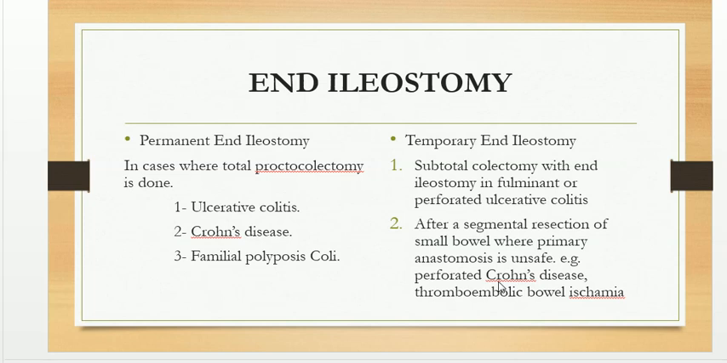Sometimes we can do a temporary end ileostomy, for example after subtotal colectomy with end ileostomy in fulminant or perforated ulcerative colitis, if we have saved the rectum, so that later on we can do an ileorectal anastomosis. Similarly, after a segmental resection of the small bowel where primary anastomosis is unsafe, sometimes even in typhoid perforation, in Crohn's disease, in ischemic gut, we have to do an end ileostomy in these cases, and the distal end sometimes we bring out as a mucous fistula.